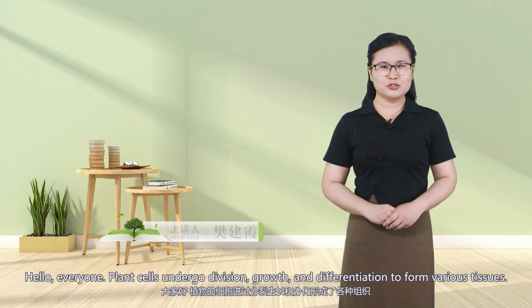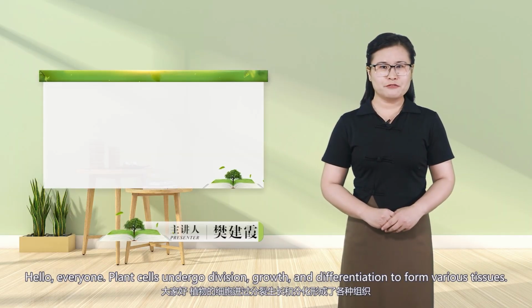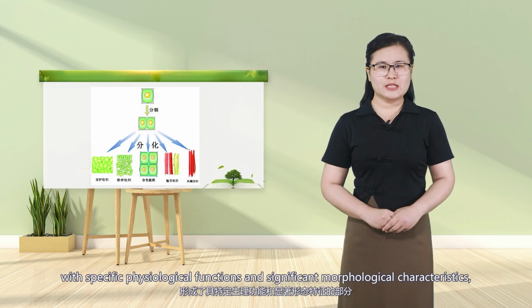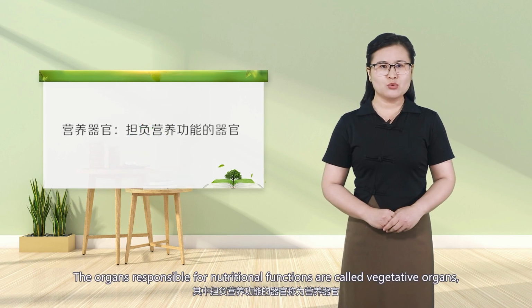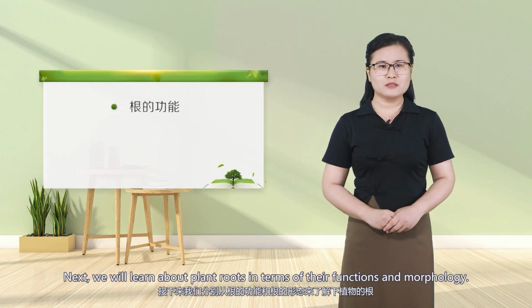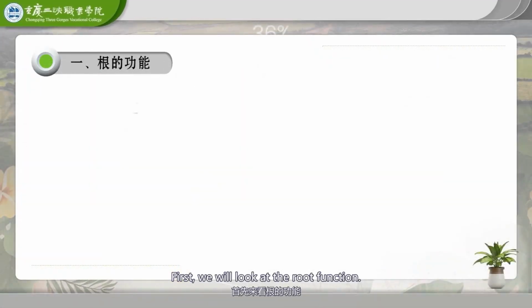Hello, everyone. Plant cells undergo division, growth, and differentiation to form various tissues. Tissues are closely connected to form parts with specific physiological functions and significant morphological characteristics called organs. The organs responsible for nutritional functions are called vegetative organs, which mainly include roots, stems, and leaves. Today we are going to learn about plant roots. Next, we will learn about plant roots in terms of their functions and morphology. First, we will look at the root function.